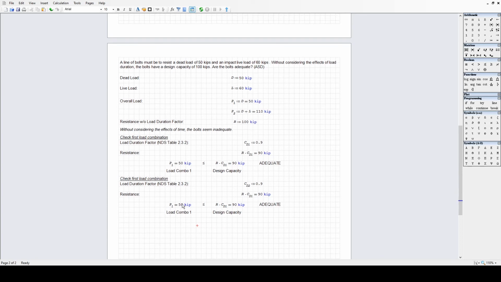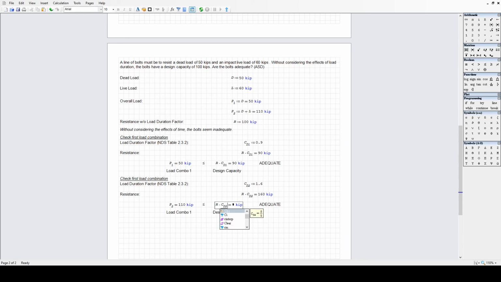So let's go ahead and say, okay, well, P2 is equal to 110 kips, and our load duration factor is not 0.9, but 1.6. Again, we might think that we could use 2.0, but because this is a connection, we're not allowed to take a value greater than 1.6. And so the resistance will now be multiplied by 1.6, and we have a resistive capacity of 160 kips.